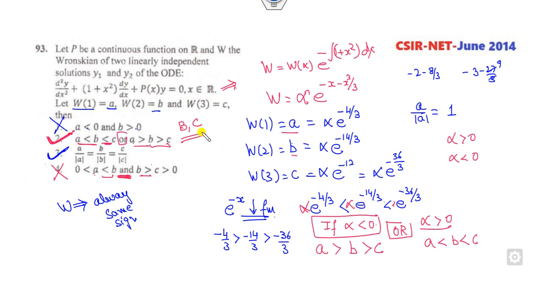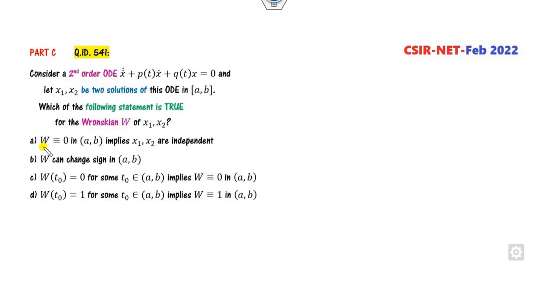Okay, again this is a question from 2022, again the Wronskian. If Wronskian is 0, we call it independent, that's a wrong statement. Remember, Wronskian is 0, we call it LD. Wronskian is non-zero, we call it LI. Wronskian can never change the sign. If Wronskian is 0 for some point, then it will be 0 for all, that's a correct statement.